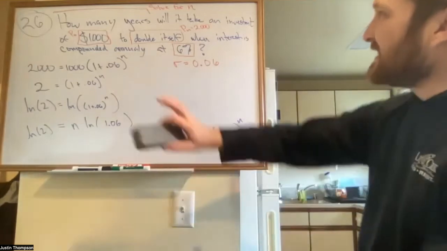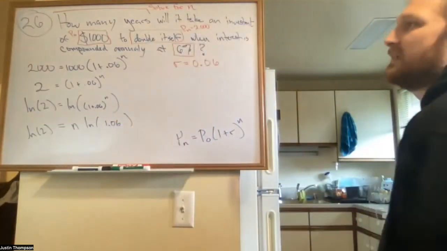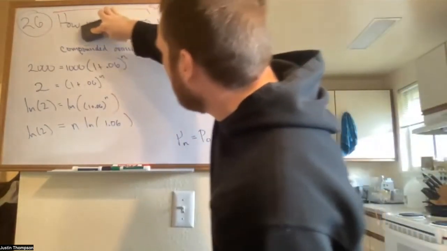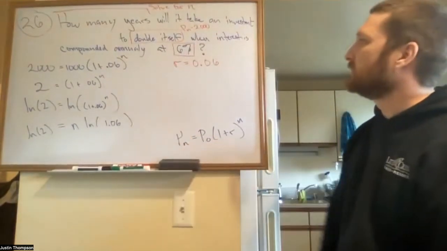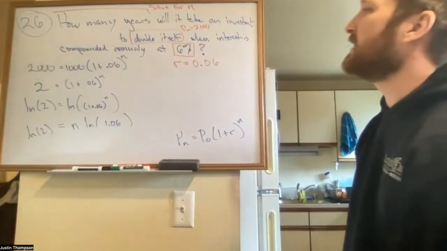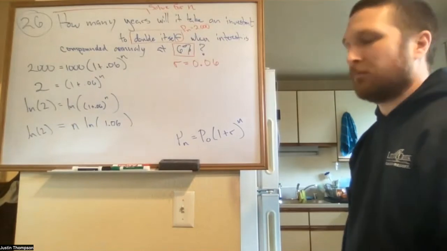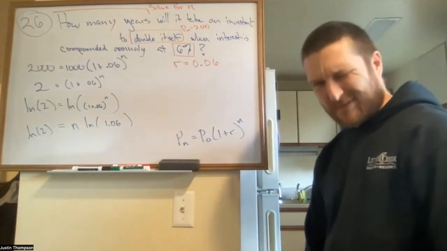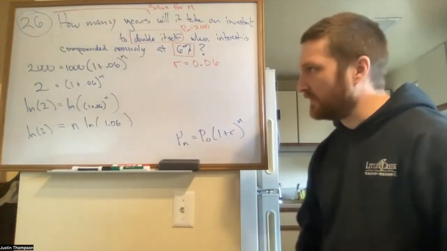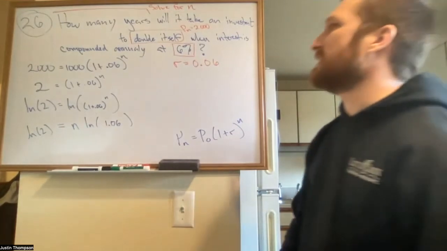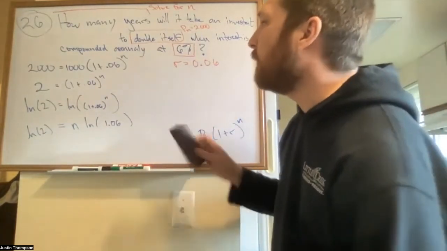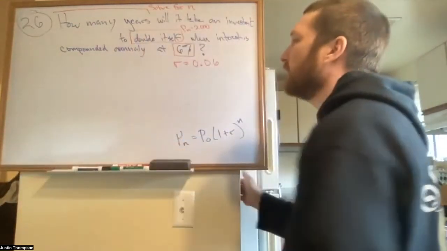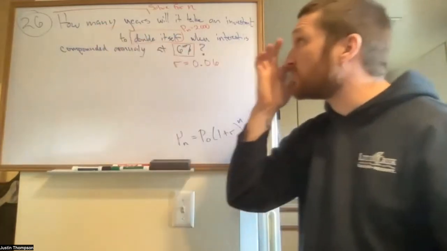Let's say that this exact same problem were given, and they said, how many years will it take an investment to double itself when interest is compounded annually at 6%? And you go, well, it depends on how much money we started off with. Or does it? Because let's think about this. We don't know how much we started off with, but it could have been any investment. Like it could have been $100, it could have been $1,000 or whatever.